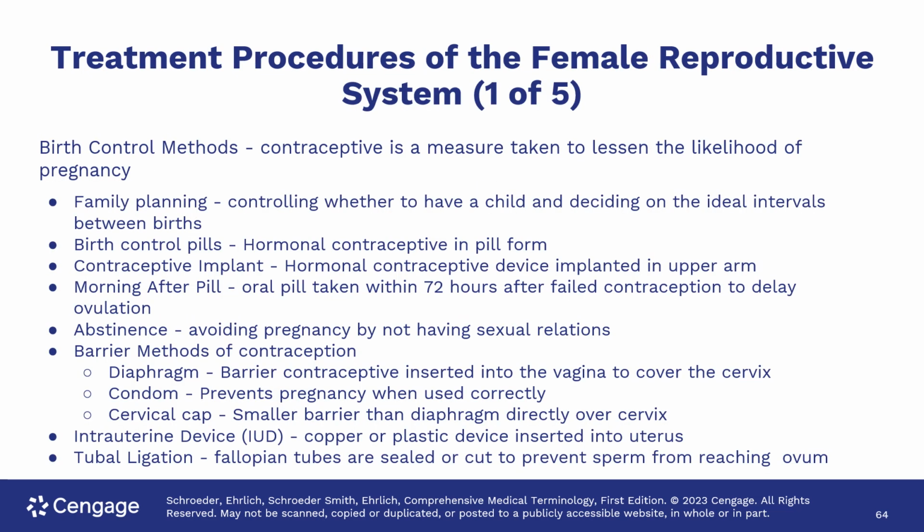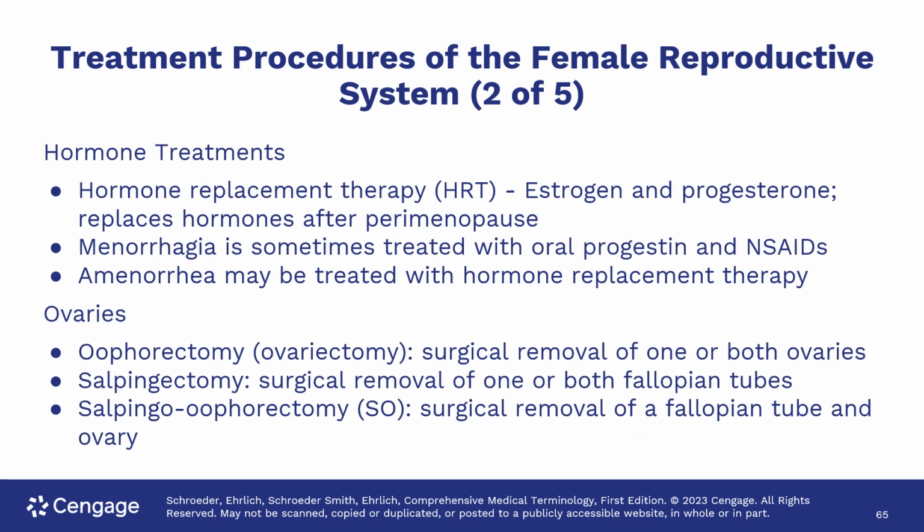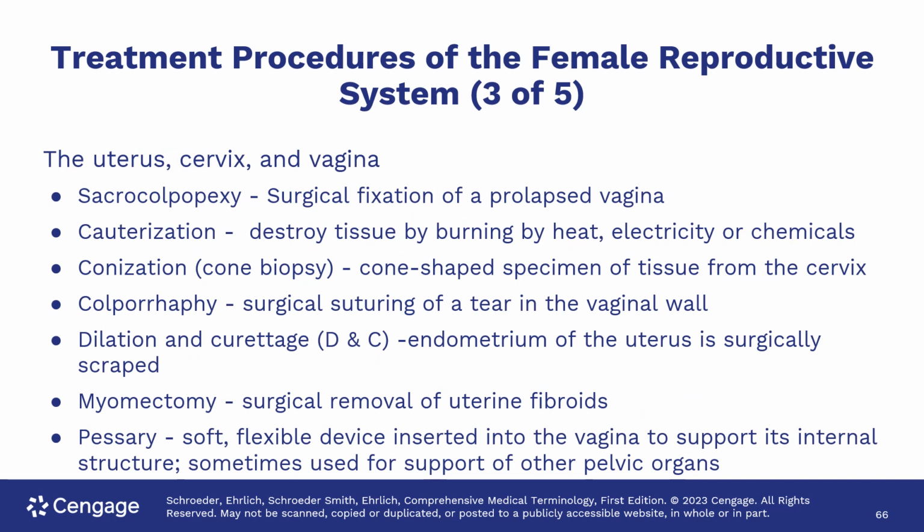Here are some forms of birth control: abstinence, pills, implants, barrier methods, IUD, and having your tubes tied or tubal ligation. You can treat menstrual and menopausal problems with hormones. You can surgically treat ovarian and tubal issues. Here are some treatments for various pathologies.